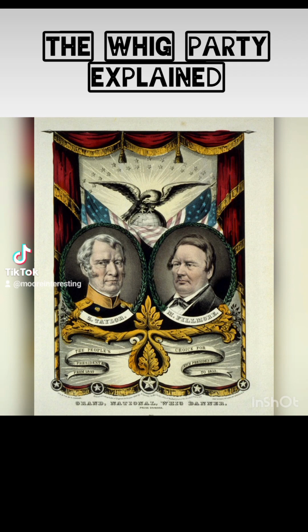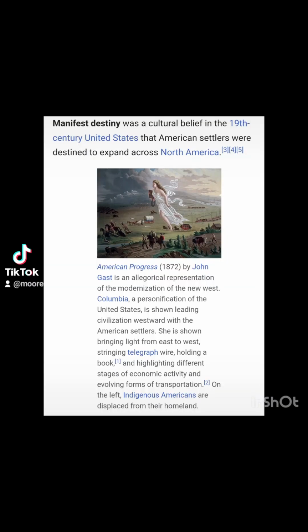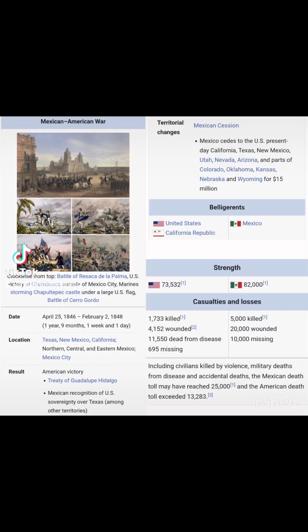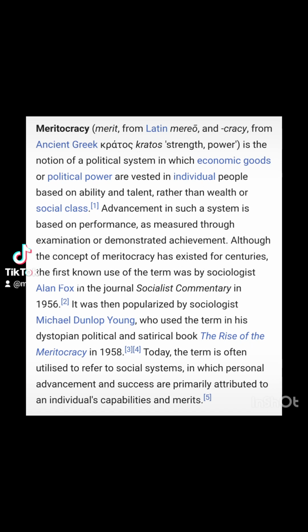The party was hostile towards Manifest Destiny, territorial expansion into Texas and the Southwest, and the Mexican-American War. It disliked strong presidential power, as exhibited by Jackson and Polk, and preferred congressional dominance in lawmaking. Members advocated modernization, meritocracy, the rule of law, protections against majority tyranny, and vigilance against executive tyranny.